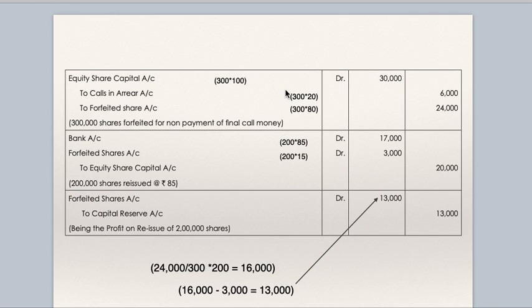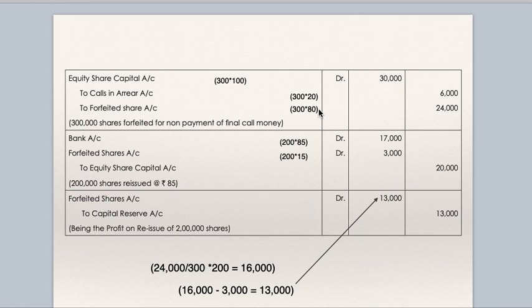300 shares are forfeited. Forfeiture entry, you have to debit capital. Equity share capital account debit 300 into 100. 3 lakh shares are forfeited. Rupees are in 1000, so 300 shares are forfeited. 300 into 100, 30,000. To calls in arrears, 300 into 20, 6,000. Just now we have seen final call not received. To forfeited shares account, 300 into 80, 24,000.